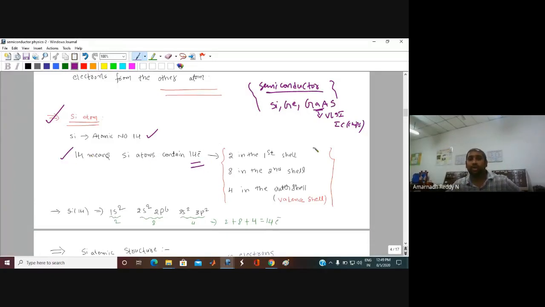That depends on the configuration: 2 in the first shell, 8 in the second shell, and 4 in the outer shell. This is called the 2, 8, 4 configuration.